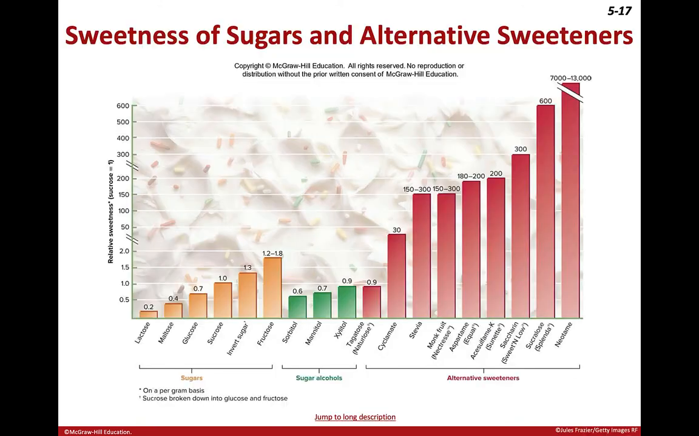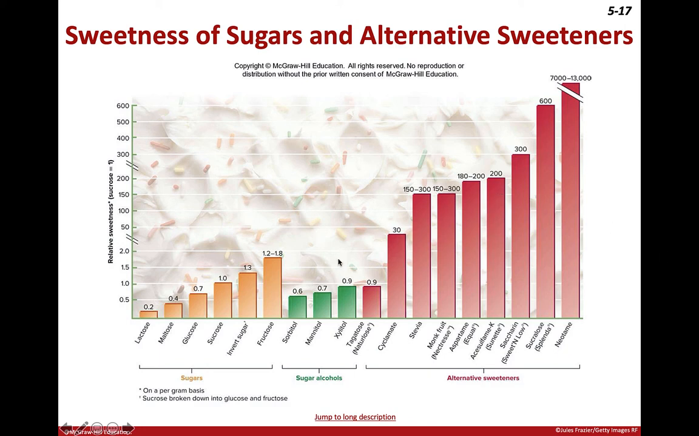But first, I want to walk through this diagram. What we're looking at is relative sweetness, and the frame of reference is sucrose. Sucrose is table sugar. The first 6 are sugars. The next 3 are sugar alcohols. And then we have alternative or non-nutritive sweeteners.